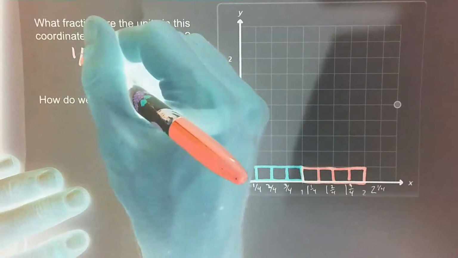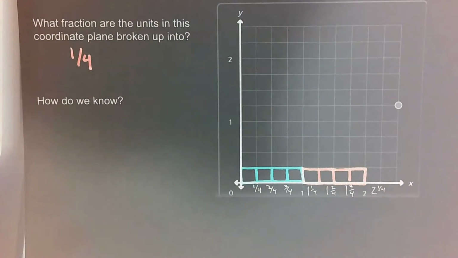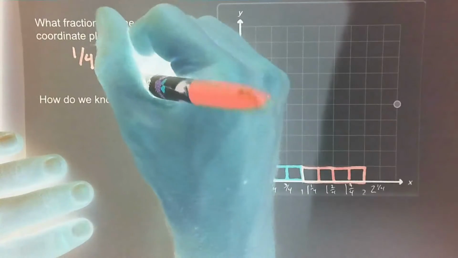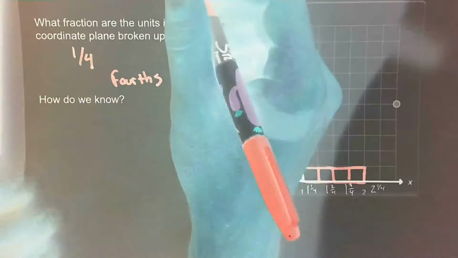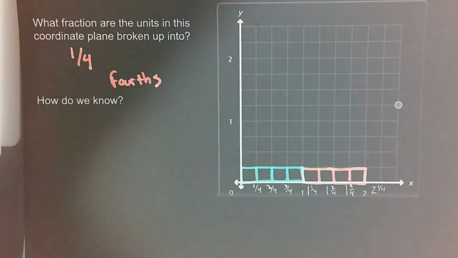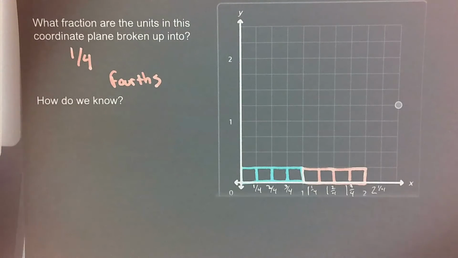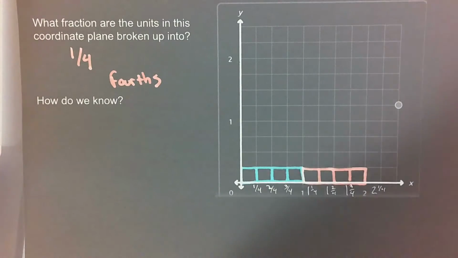That answers our question right here. What fraction are the units in this coordinate plane broken up into? They're broken up into fourths. You can show it with a fraction or just write fourths. How do we know? Teachers, let's pick a stick here. Who can explain how do we know this coordinate plane is broken up into fourths?